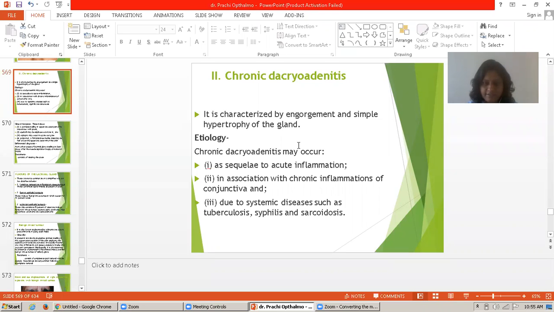disorders like syphilis, tuberculosis, or sarcoidosis, and it presents as a painless, firm, mobile swelling of the lacrimal gland. Chronic dacryoadenitis may occur as a sequela to acute inflammation. The second is in association with chronic inflammation of the conjunctiva. And the third is due to systemic diseases such as tuberculosis, syphilis, and sarcoidosis.